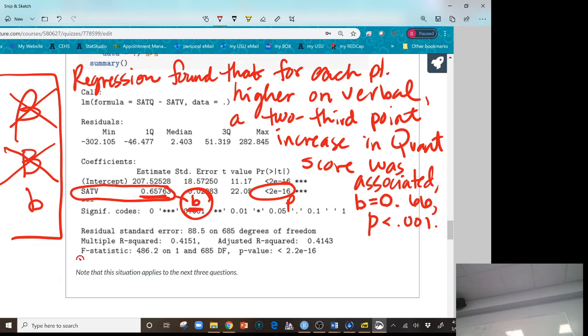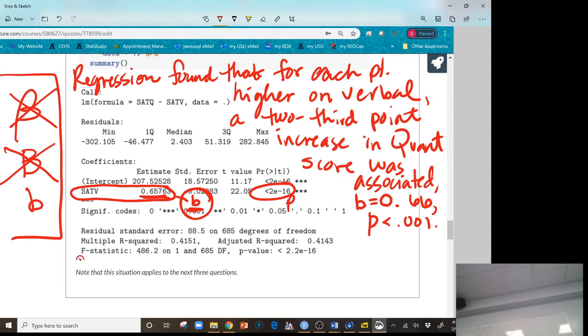So if they're different by 1 point on the verbal, then they're different by 0.66 on the quant, because that's the regression line slope. I see what you mean. Okay. So the rise is 0.66 over the run is 1, because the slope is 0.66, and that would be over 1. Okay, I get it.